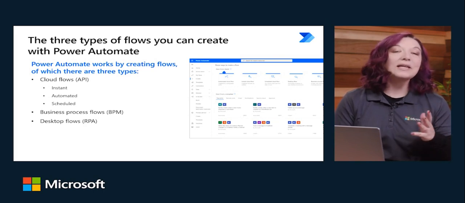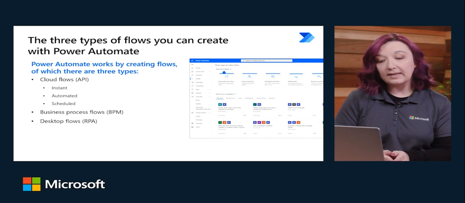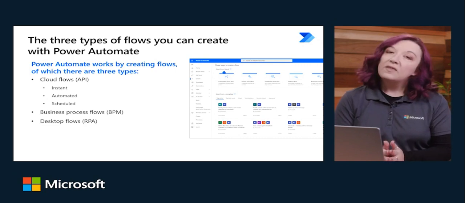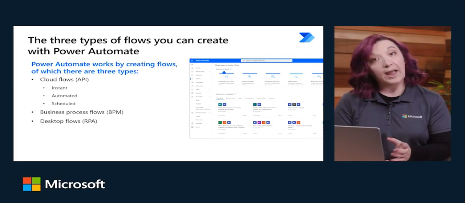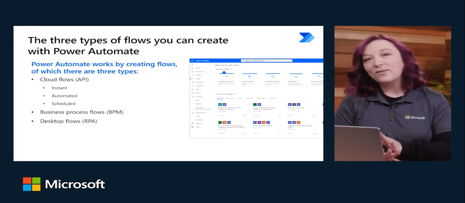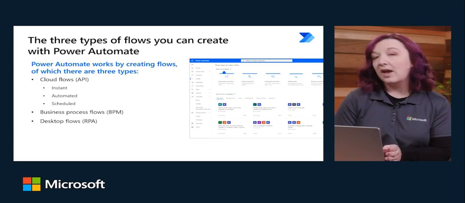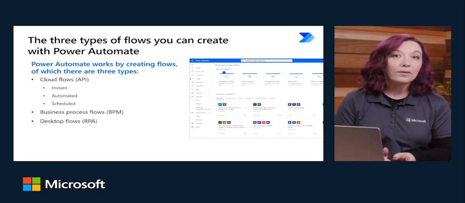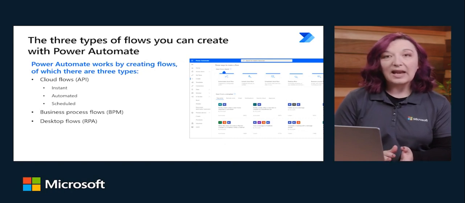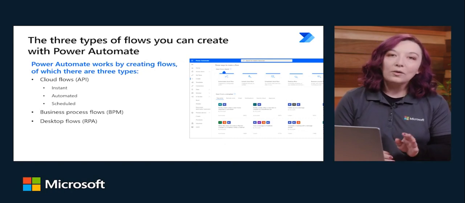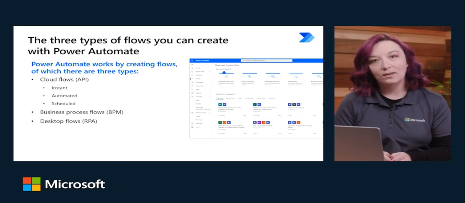We actually have 3 different types of flows. The very first one is cloud flows. These are going to be built with a trigger and then one or more actions. Since we have so many connectors, we also have a multitude of triggers and actions available. For your cloud flows, they can be instant, automated, and scheduled. I'll go over these more in detail in the second part of this module.